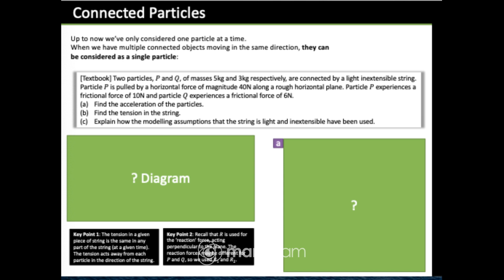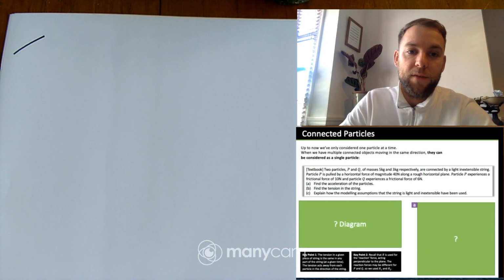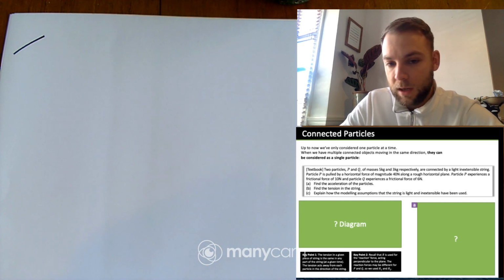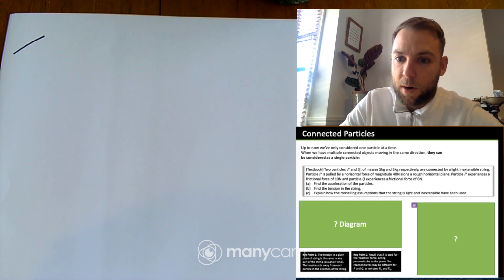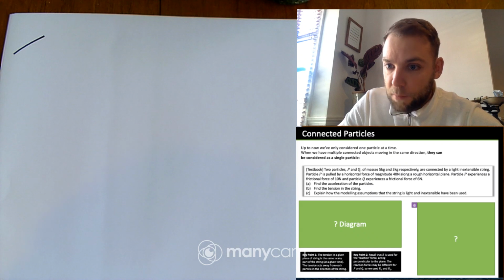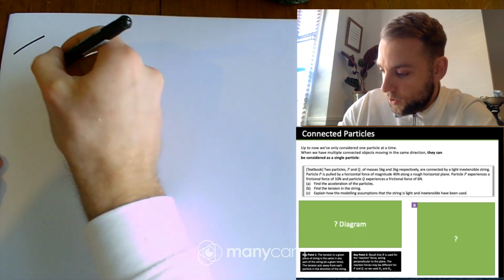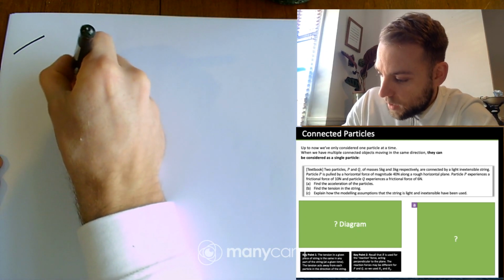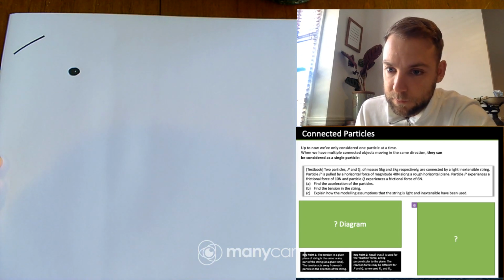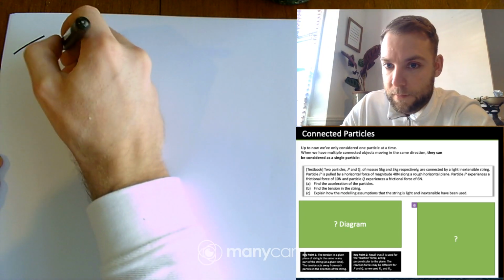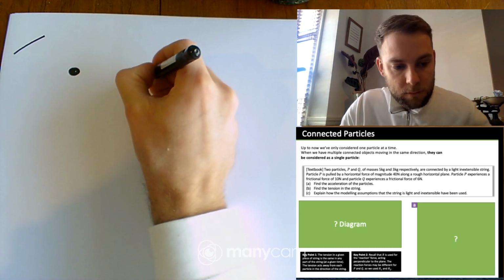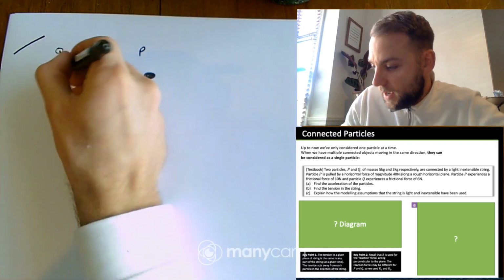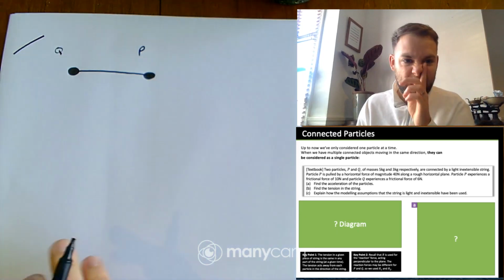So, first thing we need to do with any of these is to make sure that we draw a decent diagram. So we've got here two particles, P and Q, both connected, both being pulled by 40 newtons. So let's draw these first of all. I'm going to draw these just as a particle. You can draw them as a square if you want. So this is particle P. So particle Q and particle P, and these are connected by a string.